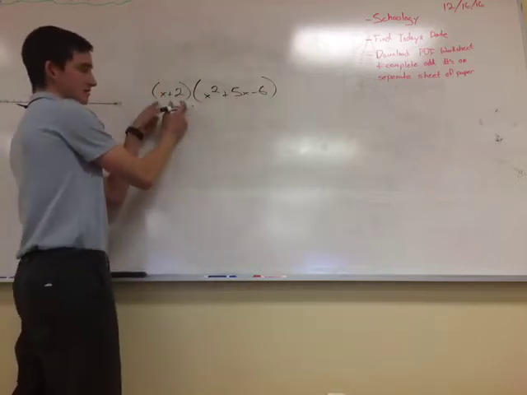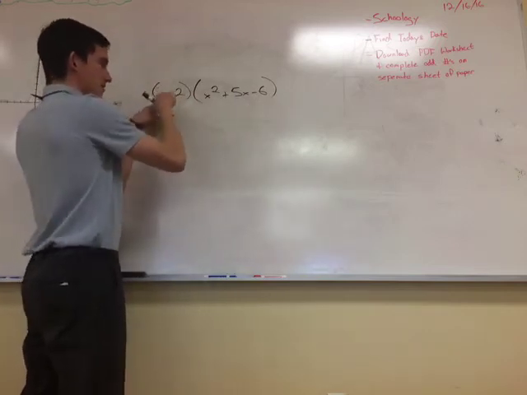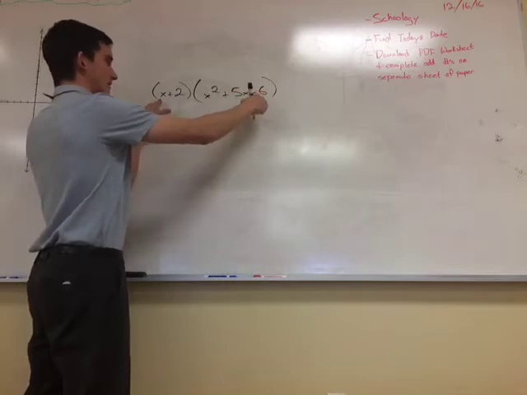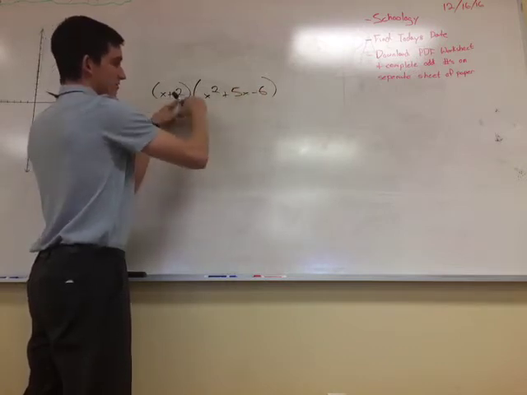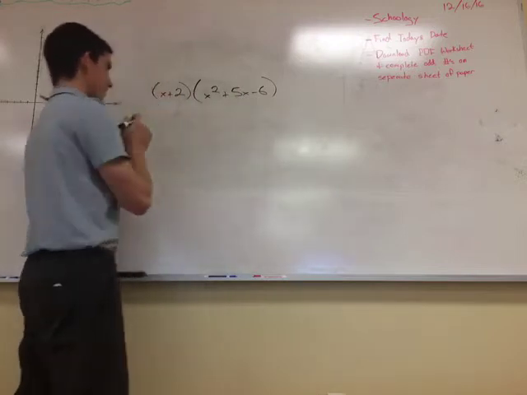Again, I want to make sure every single term in here is multiplied by every term in here one time. So I'm going to just start with x, make sure that x is multiplied by x squared, by 5x, by negative 6. Then I'll be done using the x. Then I'll do the 2. 2 times this, 2 times this, 2 times that. And then I'm going to combine like terms if there are any.